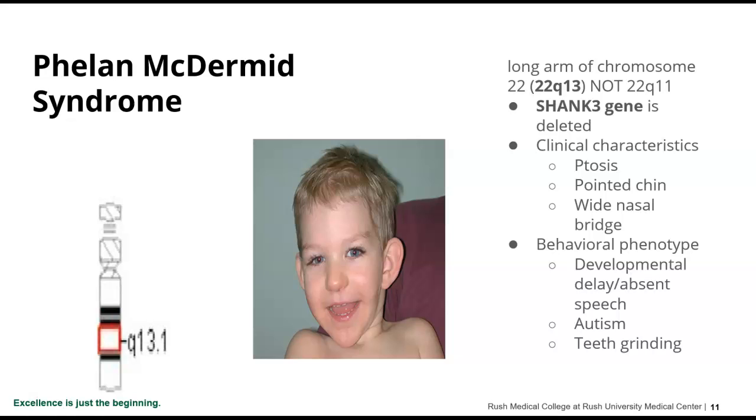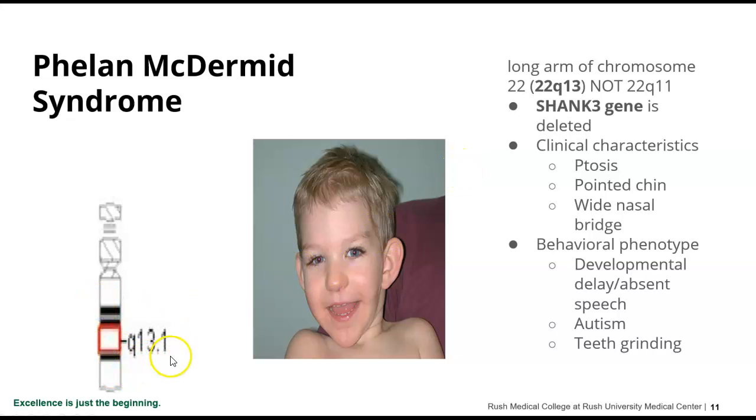Phelan-McDermott syndrome is caused by a deletion of 22q13. The reason we actually came up with this syndrome is because we used to use this region as a control for the 22q11. So let's say the 22q11 was green and this was red. When we did FISH, we would see two greens but only one red. And then they realized this is actually a deletion.